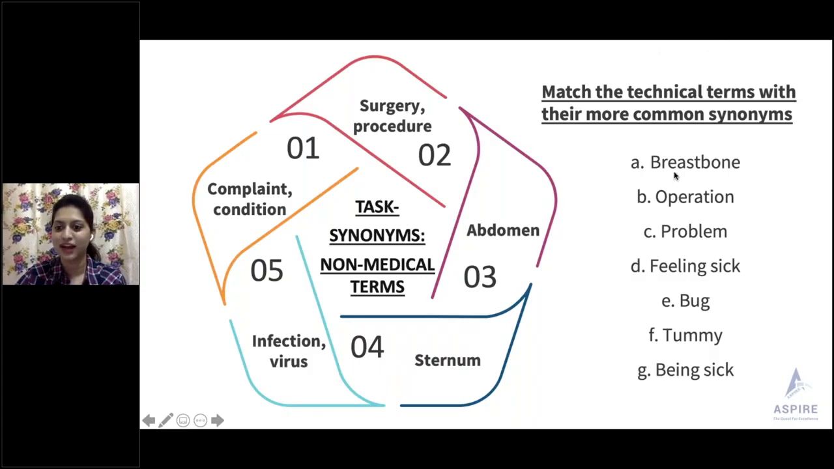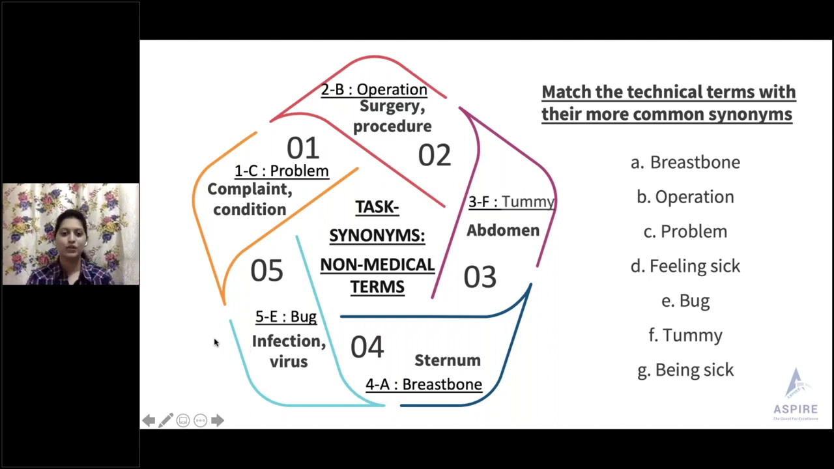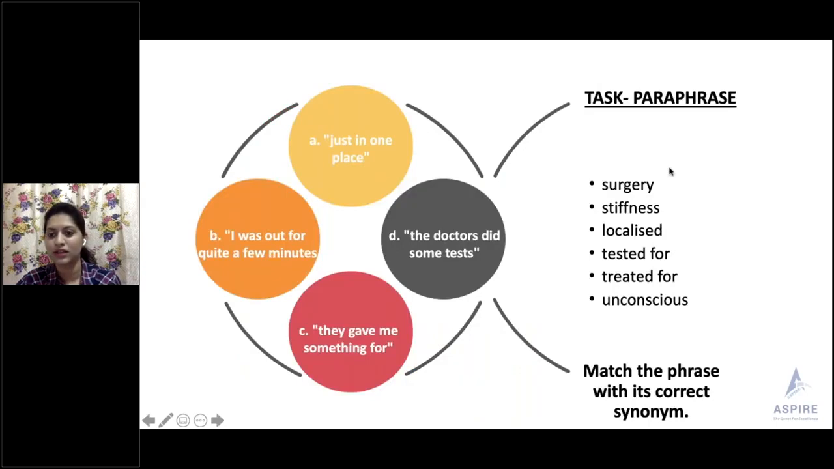Assuming that you guys answered, I'll be giving you the answers now. So hopefully everyone got that right. Let's move on to another task. Paraphrase, because it's really important. You will have to paraphrase both in listening and in reading.